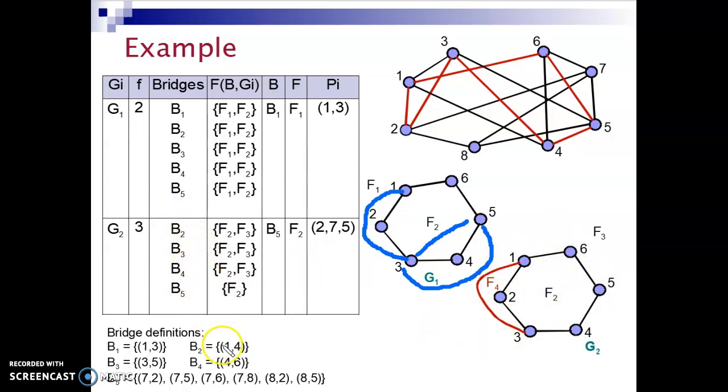For example, bridge B2, the edge between 1 and 4, can be drawn on F2 and F3. 1 to 4 can go like this, or it can be drawn like this. There's no way to draw this edge on face 4. As you can see, we will need to cross an edge, which we don't want to do. So once again, you have to identify each of these faces for each of the bridges. And then the algorithm goes on choosing the next bridge to draw on G2.